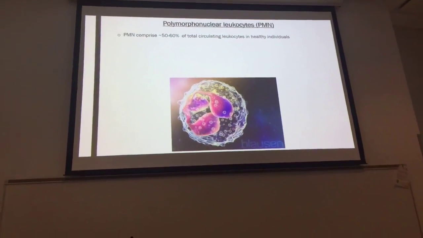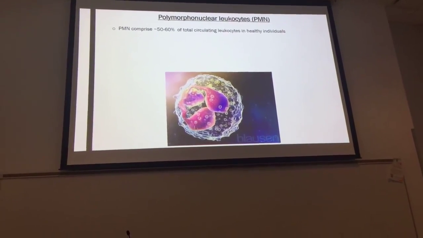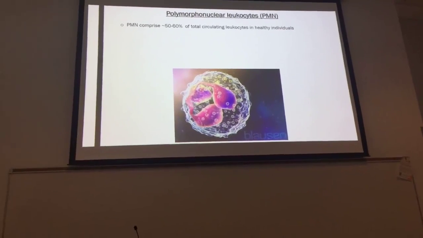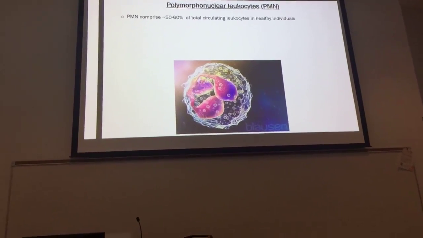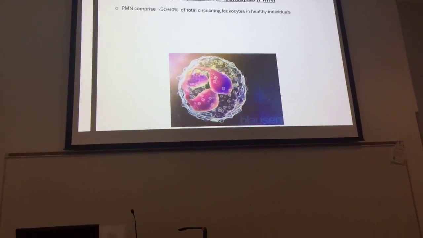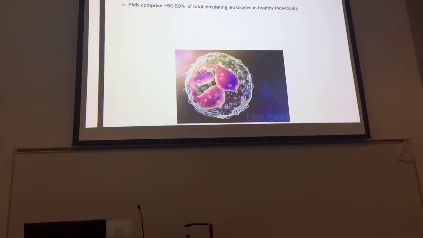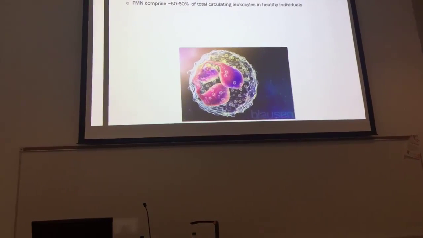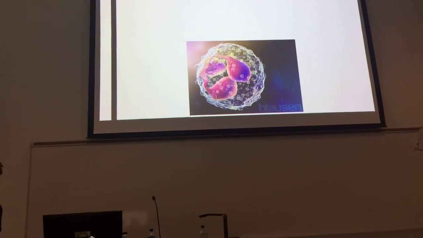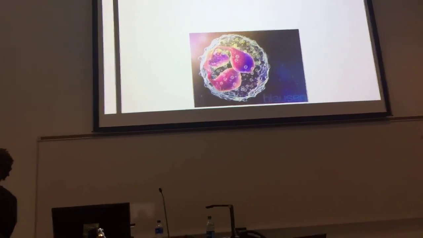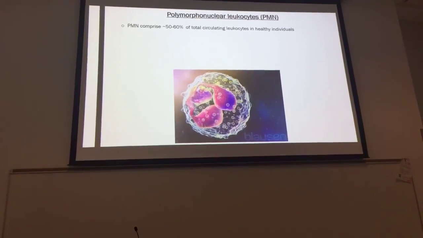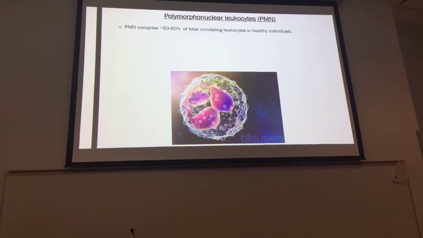So I want to talk a little bit briefly about polymorphonuclear leukocytes, PMN, or you may have heard them called neutrophils as well. These cells are polymorphonuclear, right? So poly means multiple nuclei, as you can see here, these three lobes. And they also are granulocytic, which means that they possess all of these granules with different cytotoxic enzymes that help in their effector functions.